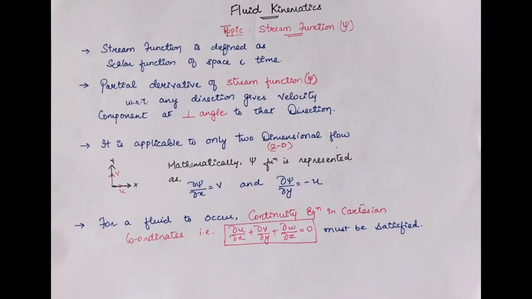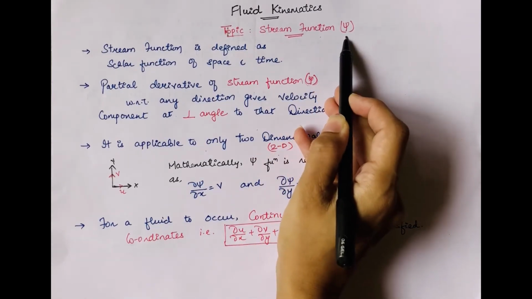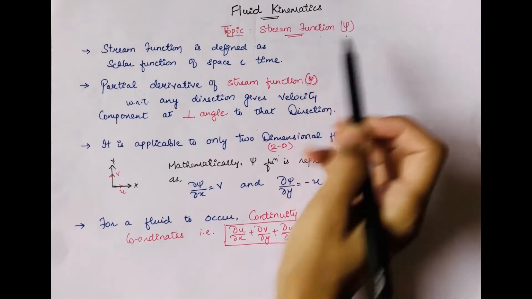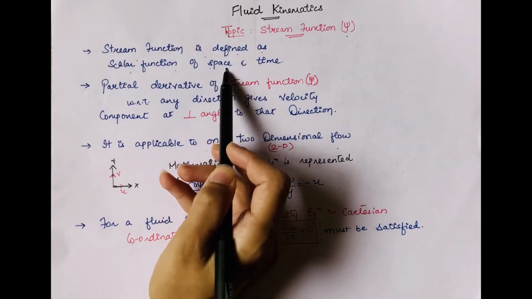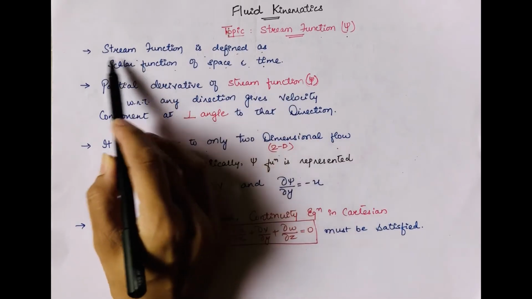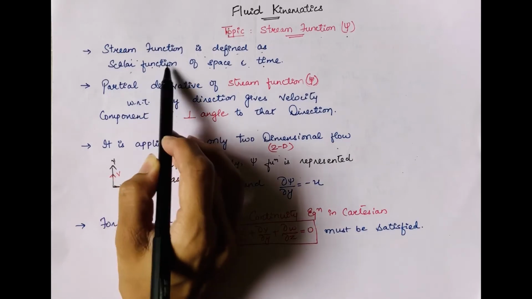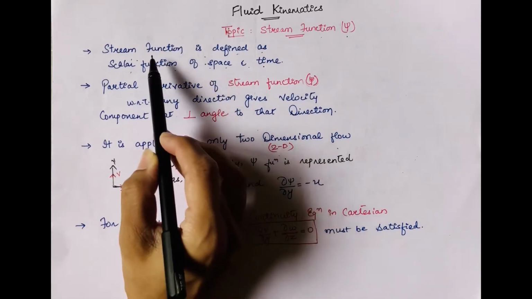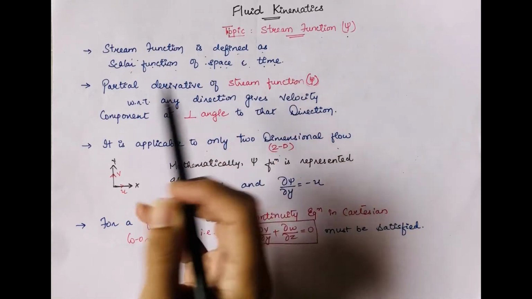So today in this video we are going to talk about the topic stream function, which is denoted by the symbol psi. Stream function is defined as a scalar function of space and time. Scalar function means it depends on magnitude, it does not depend on direction. So it is a scalar function of space as well as time.